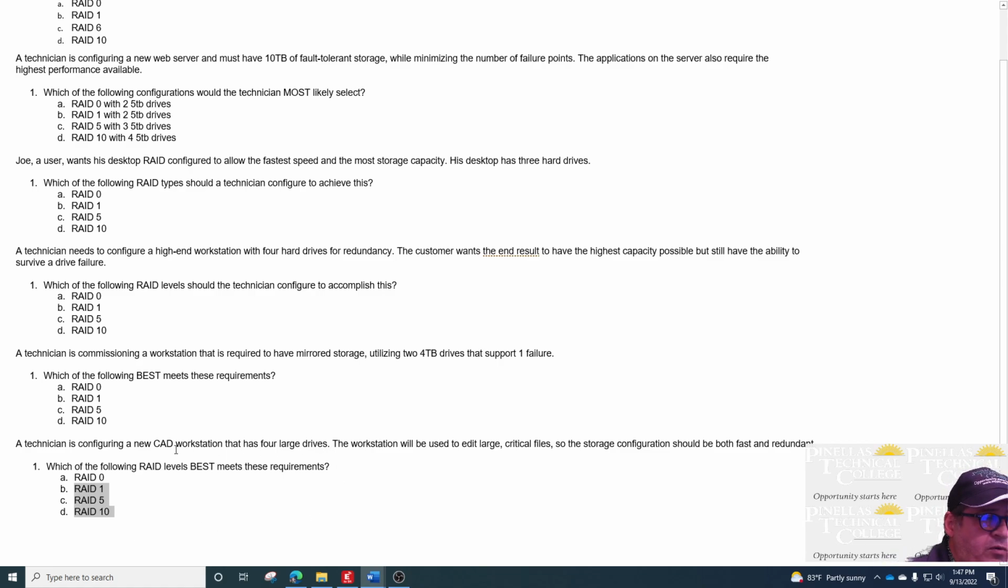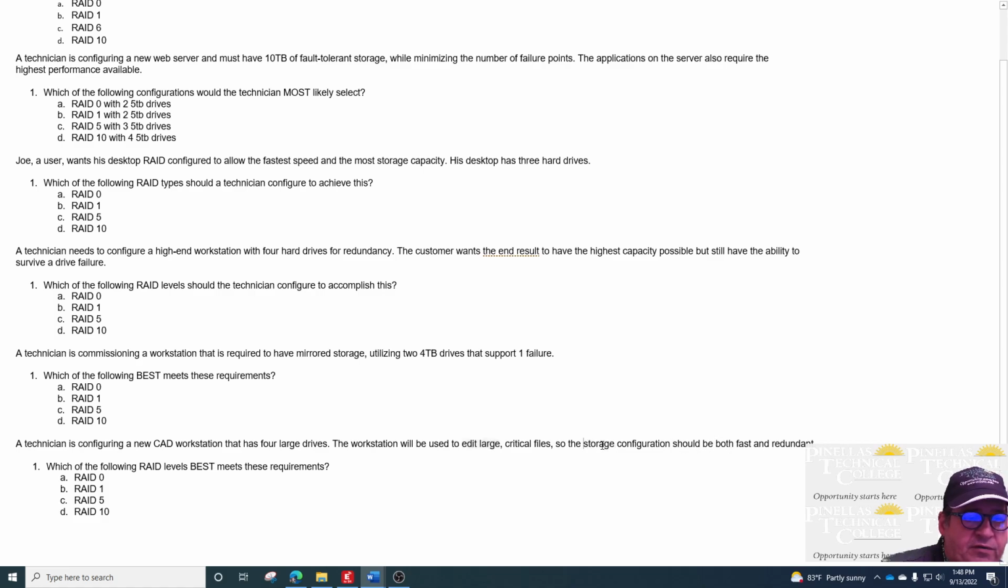So what we're really looking at is what it's being used for. It's a CAD workstation, which is graphic design or architecture. They are going to be editing large files, critical files. So they will be doing a lot of reads and writes. And if you watch the PowerPoint, we went over the strengths of each of these RAIDs. Some are good for read, some are good for write, but only one of them is really good for reading and writing.